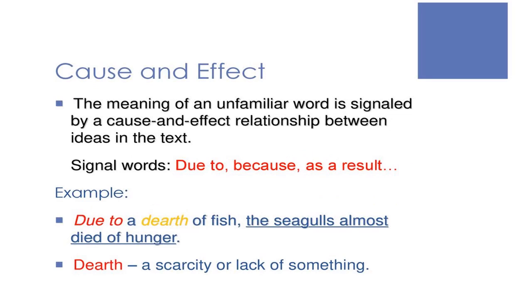Cause and effect relationships could be used as context clues too. Signal words: due to, because, as a result, so, consequently. An example: due to a dearth of fish, the seagulls almost died of hunger. So, because of the dearth of fish, the seagulls died of hunger. They couldn't find anything to eat. So a dearth of fish must mean a lack or shortage of fish.